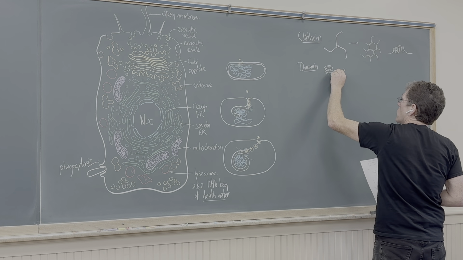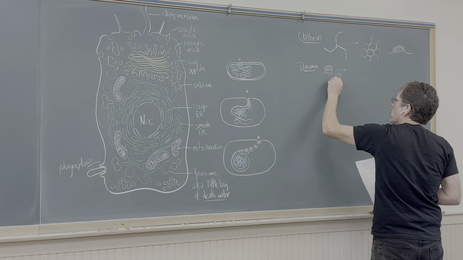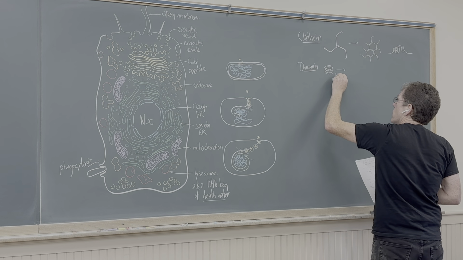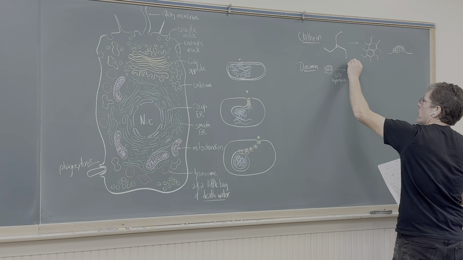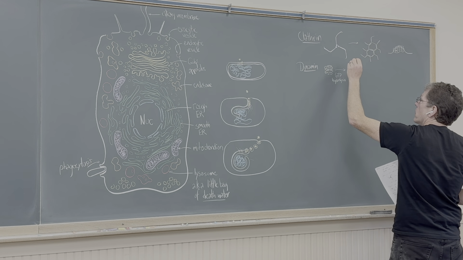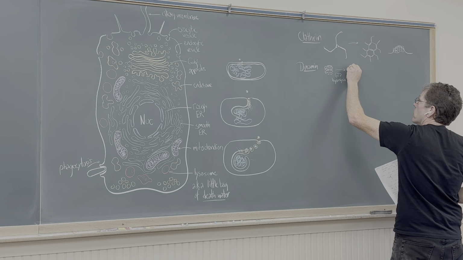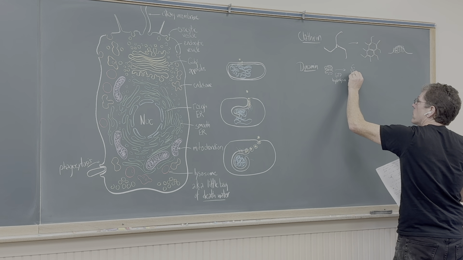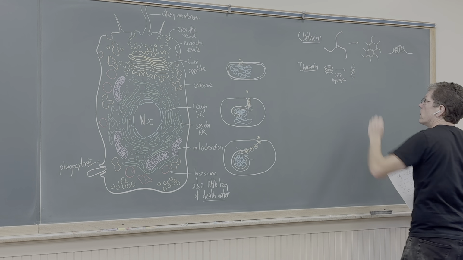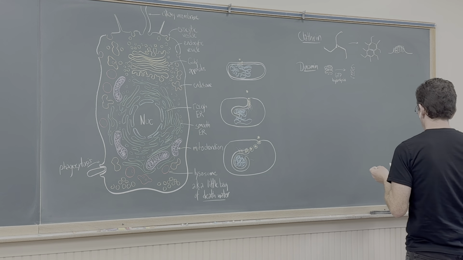GTP hydrolysis by dynamin changes the dimensions of the coil like so. It makes what was this compact but large diameter thread into a narrower coil. You can probably see where this is going.